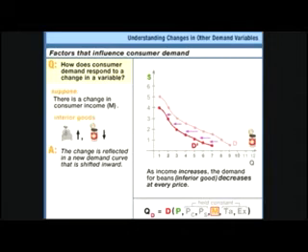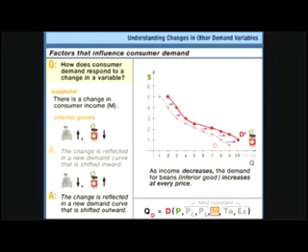So with an inferior good, you get exactly the opposite relationship between demand and income that you get with a normal good. With a normal good, higher income shifts the demand curve outwards, lower income shifts it inwards. With an inferior good, higher income shifts the demand curve inwards, and lower income shifts the demand curve outwards.